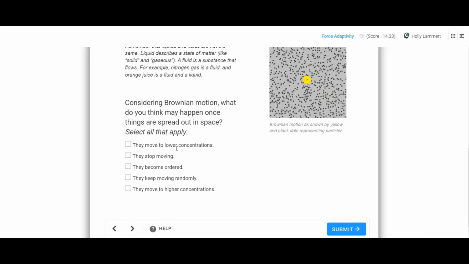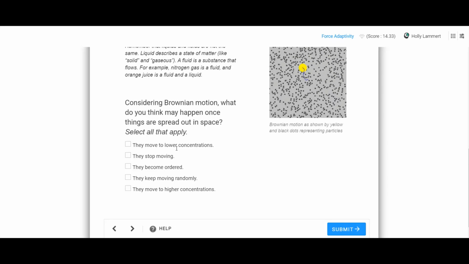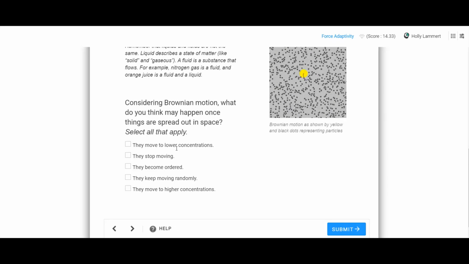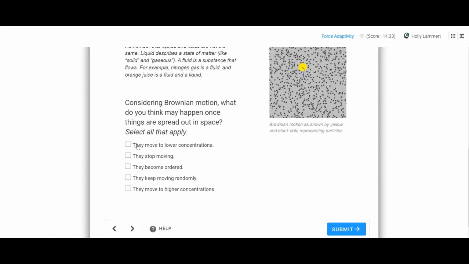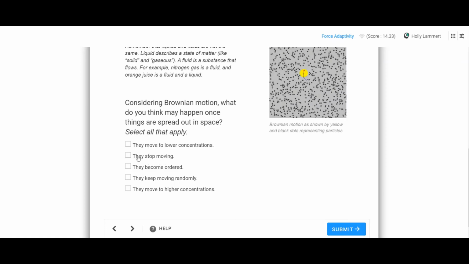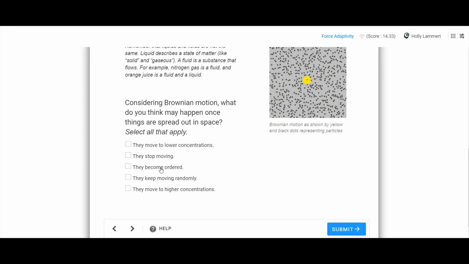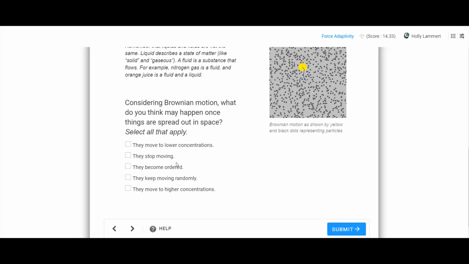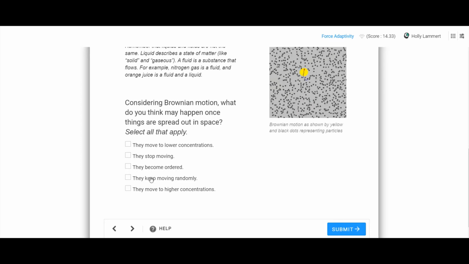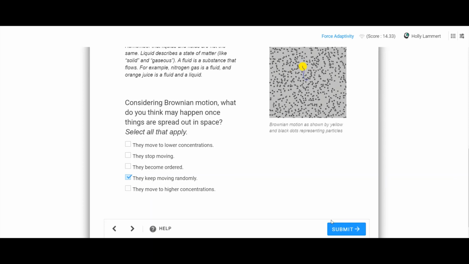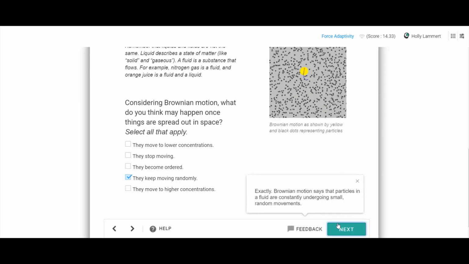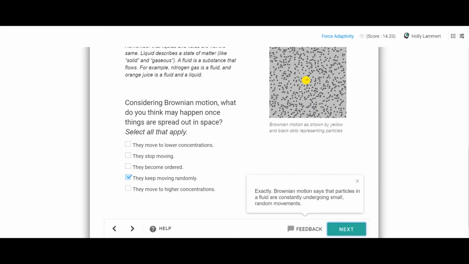So according to Brownian motion, what do you think may happen once things are spread out in space? Will they move to lower concentrations? Well, they're already moved out, right? So they stop moving? Nope, they're just going to keep moving, Brownian movement. They're not necessarily going to become ordered unless we add in energy, but they are going to keep moving randomly and not to higher concentrations. Cool, so I'm going to make a note of that in my notes.